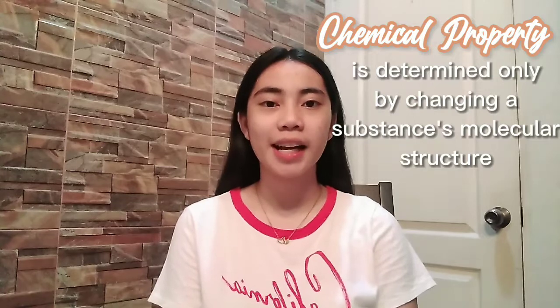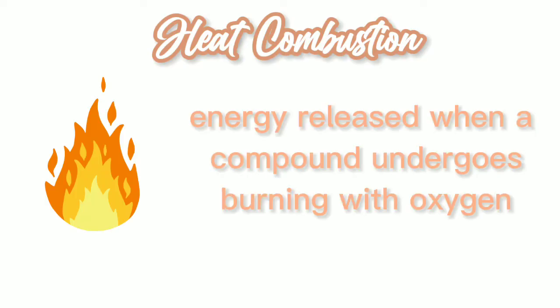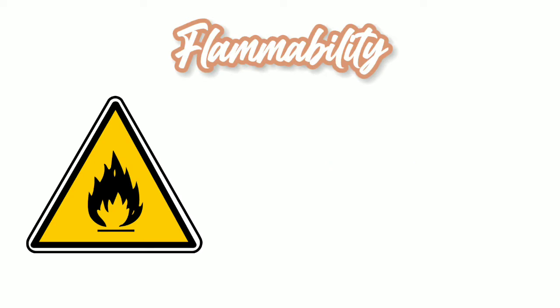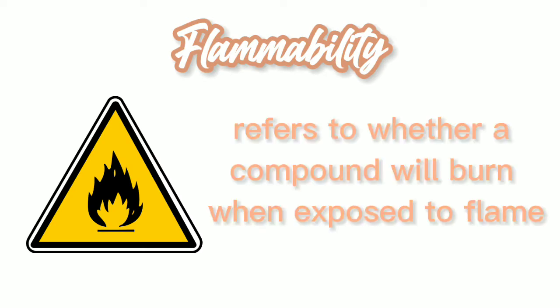Now, we will be proceeding to the chemical property of matter. The chemical property of matter is determined only by changing a substance's molecular structure. Under this property, it includes heat of combustion, wherein energy is released when a compound undergoes burning with oxygen. It also includes flammability, which refers to whether a compound will burn when exposed to flame. And in this state, we can easily classify if a substance undergoes a physical change or a chemical change.